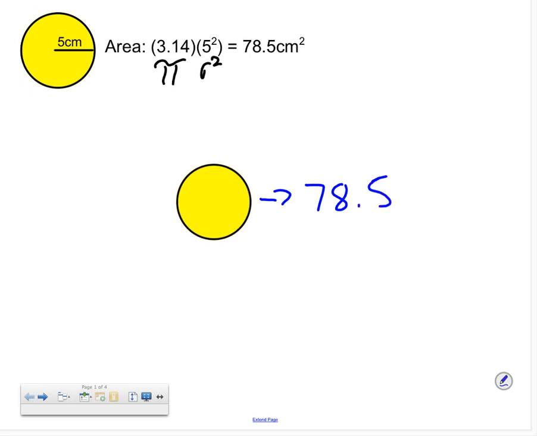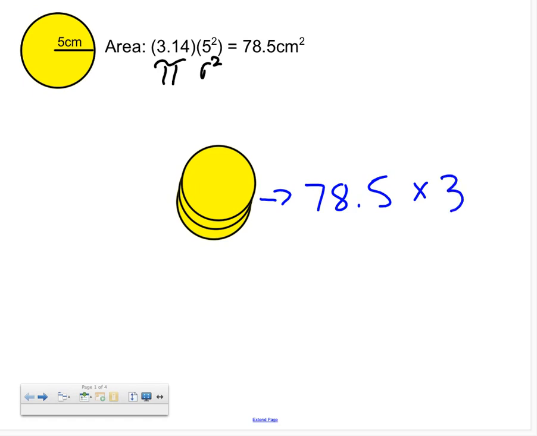Now, if I drag another circle on top of it, I'm going to skew them a little bit so you can see. Now I have two circles on top of each other. So the total area, or the total space between those circles, because every circle has a flat edge on top and bottom, would be 78.5 times 2, because it's just two circles. If I dragged a third circle on top, the total space would be 78.5 times 3.